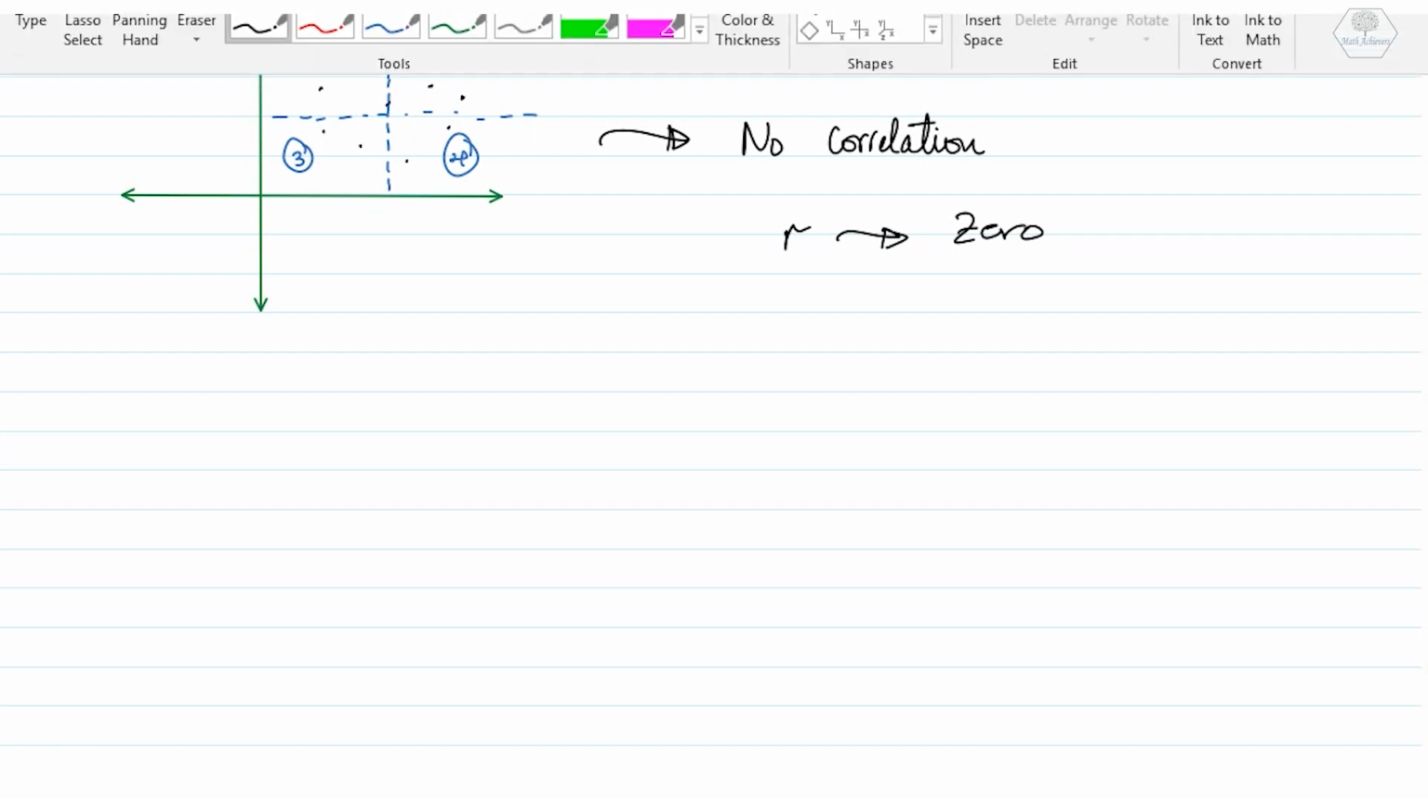Let's see when I'm having a positive correlation. Let's draw our axis first.